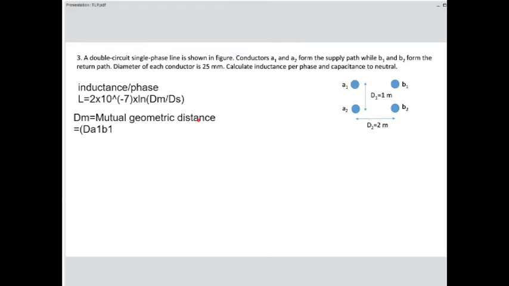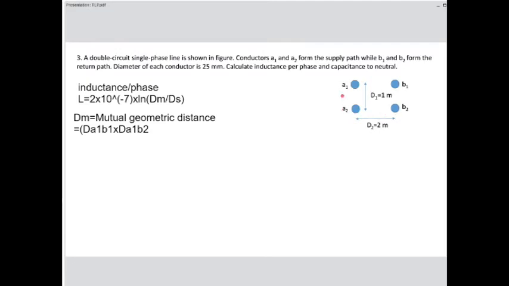So that's the first distance between A1 and B1. So distance dA1, B1 is the distance between. So the next one is A1 and B2. So dA1, B2. So all the distances corresponding to the conductor A1 is done now. Is that clear? We took the first conductor A1 and then find out all the distances with the other conductors here. So what are the other conductors here? Two conductors here. So the distance between this one and that one is written as dA1, B1. And the distance between this one and that one is dA1, B2.